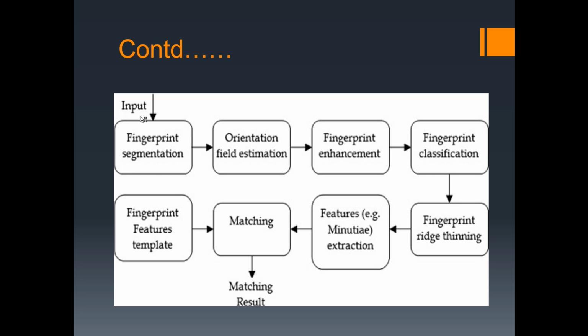In this image, while giving the input, fingerprint segmentation is the first process, then orientation field estimation, then the fingerprint enhancement process, then fingerprint classification, then onwards the fingerprint ridge thinning process, then features, for example minutiae extraction, is the next process, and then there is the matching process, then we find the matching result, then the fingerprint features template.